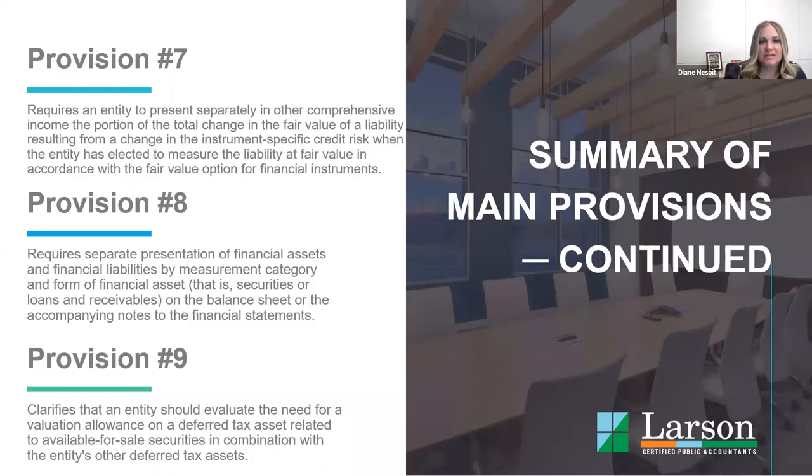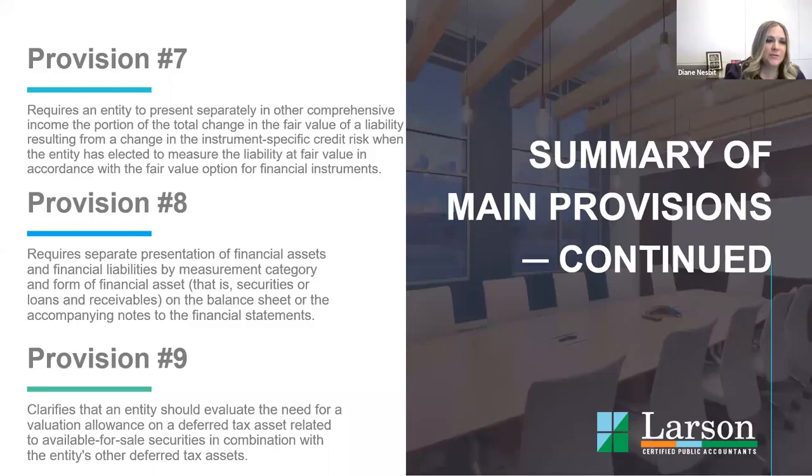Next item is this update requires separate presentation of financial assets and financial liabilities by measurement category and form of financial asset. That is, if it's a security or loan and receivable, and this is on the balance sheet, or you can do it in the accompanying notes to the financial statements. And a little bit later on in my presentation, I have a sample set of financials and footnotes so that we can kind of walk through what that will look like.